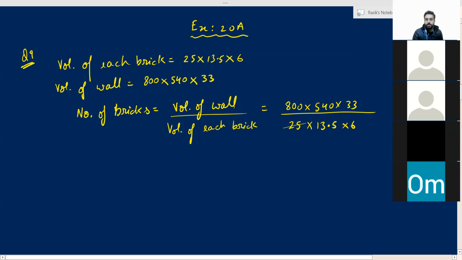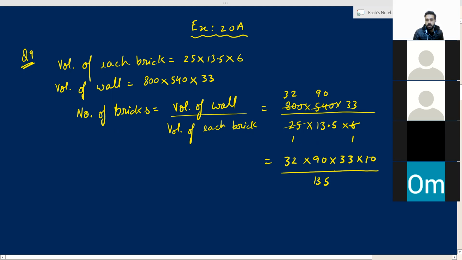Okay, so let's divide by 25. 800 divided by 25 is 32. And 540 we can divide by 6, so we get 90. Now remove the decimal from 13.5. 32 into 90 into 33 into 10. We have removed the decimal from the denominator, 135.